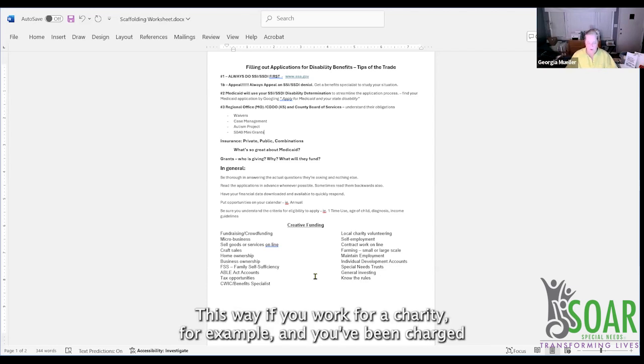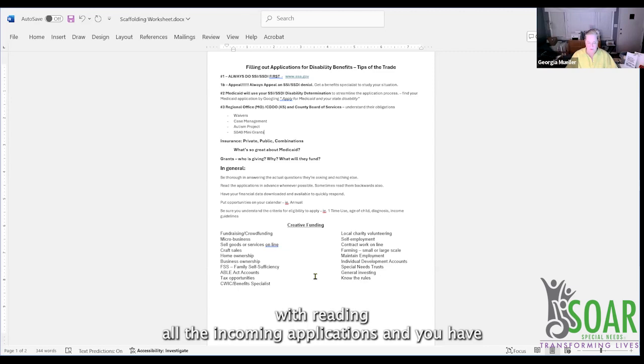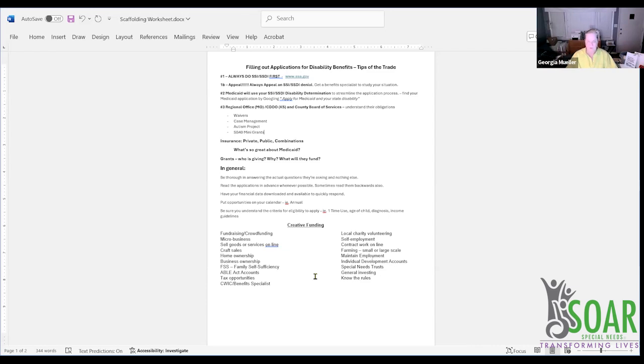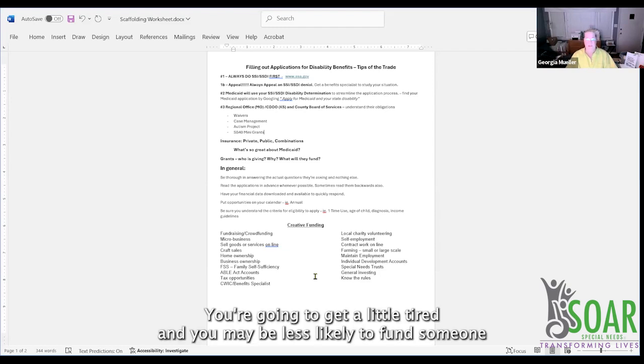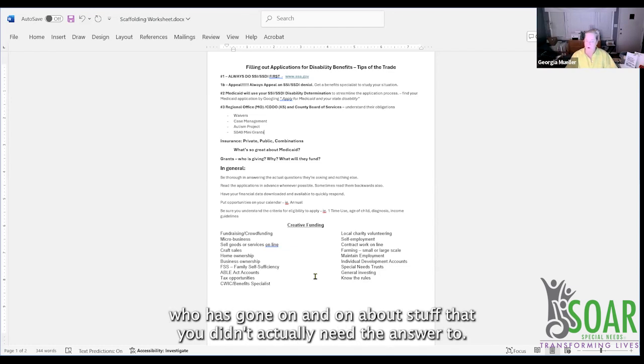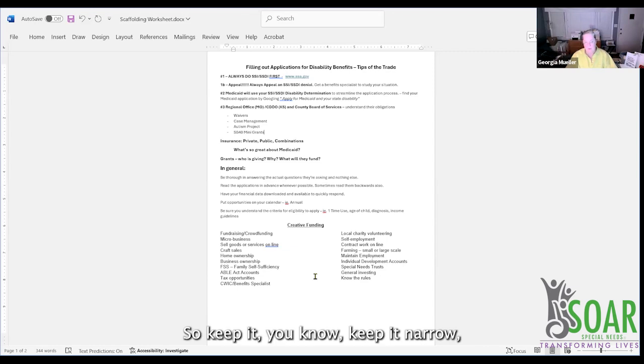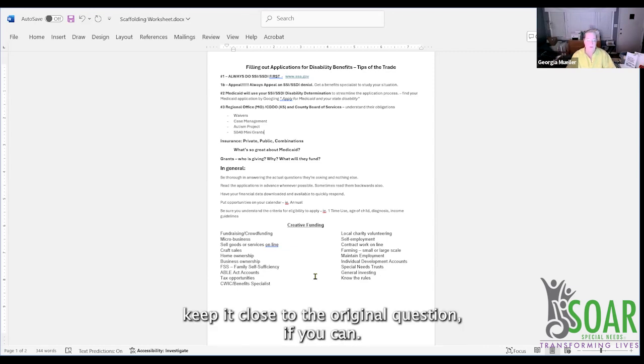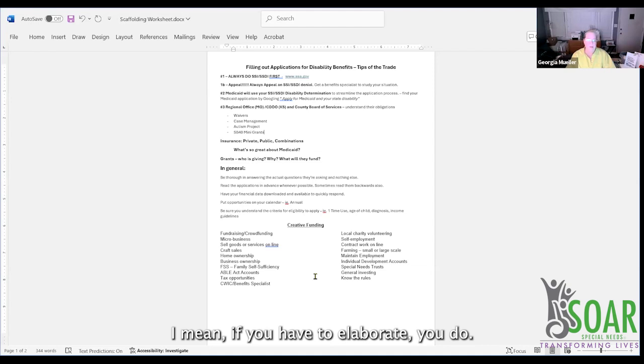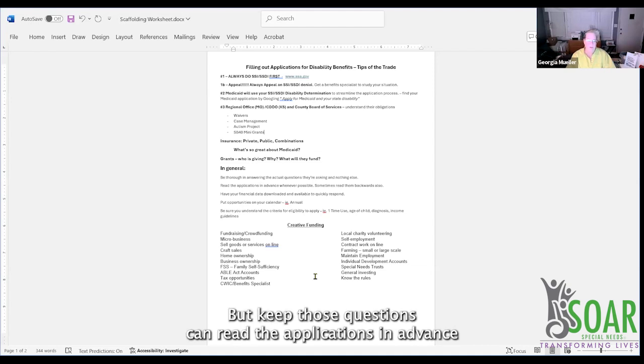If you work for a charity, for example, and you've been charged with reading all the incoming applications and you have 100 to get through in the next month, if you've got people that are adding on tons of information beyond what you asked for, you're going to get a little tired and you may be less likely to fund someone who has gone on and on about stuff that you didn't actually need the answer to. So keep it narrow, keep it close to the original question if you can. I mean, if you have to elaborate, you do, but keep it as close as you can.